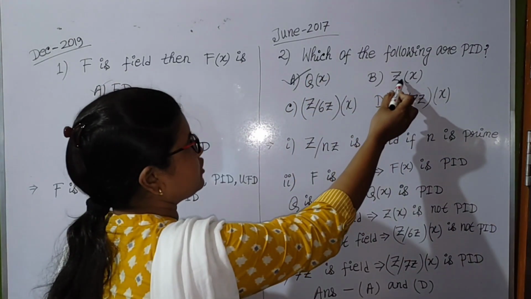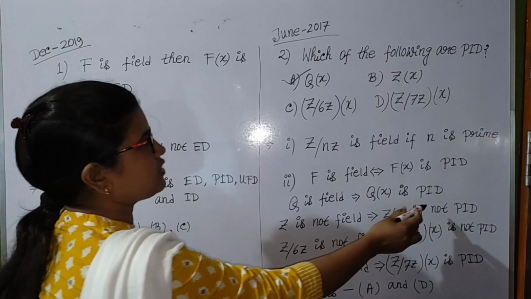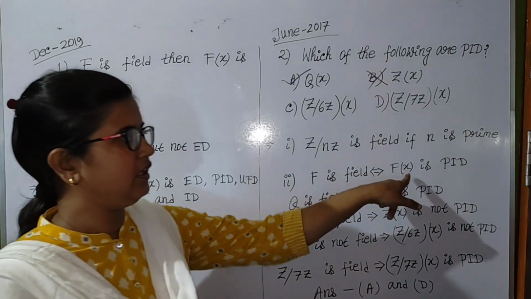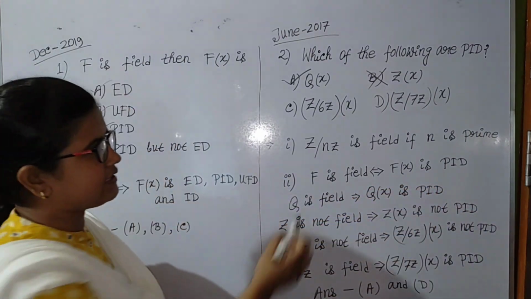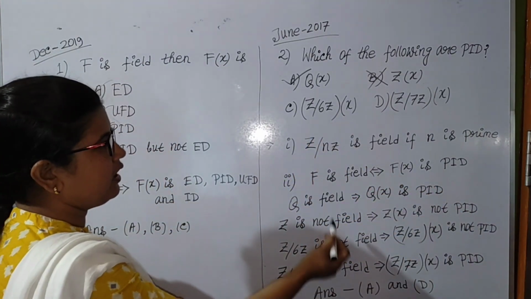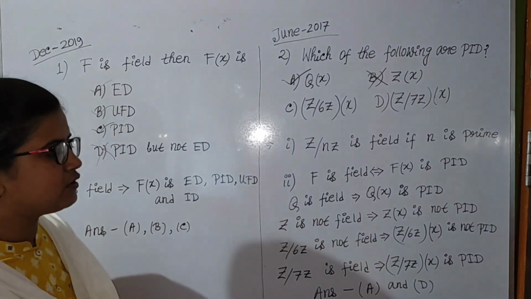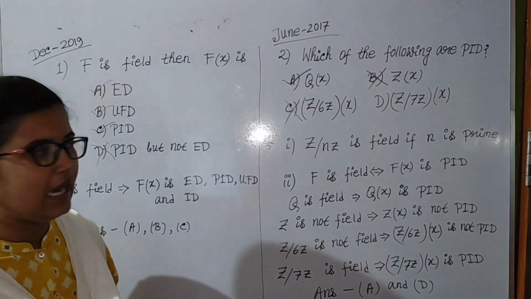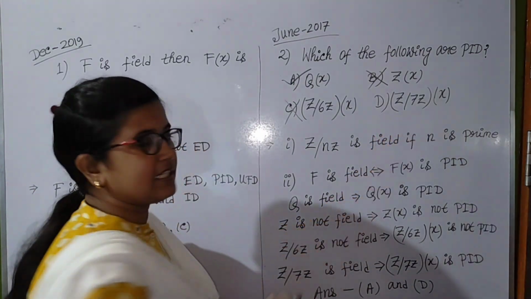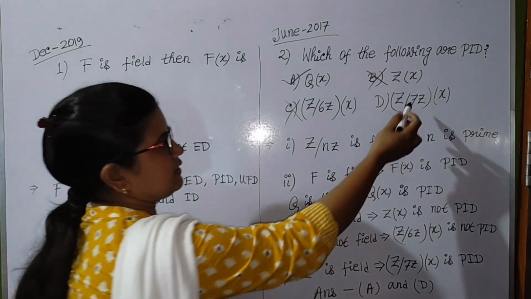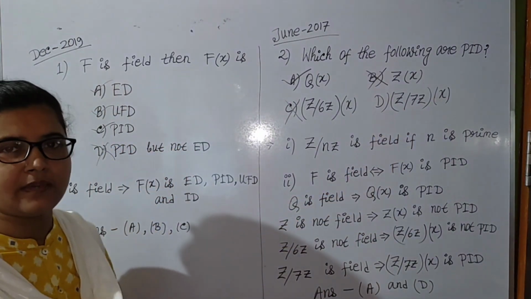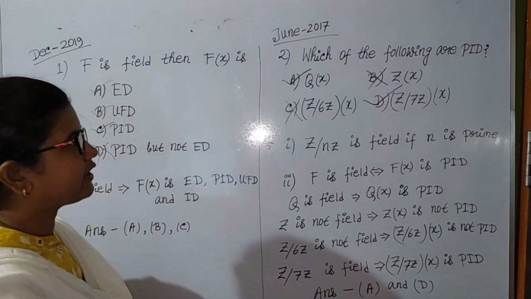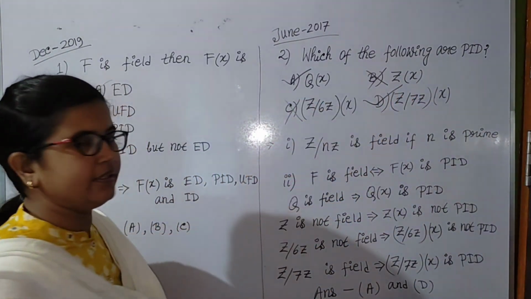We know that Z is not a field, so Z[x] is not PID, by the if-and-only-if condition that F is a field if and only if F[x] is PID. Z/6Z is not a field because 6 is not prime, so (Z/6Z)[x] is not PID. And Z/7Z is a field since 7 is prime, so (Z/7Z)[x] is PID. So option D is correct. So the correct options are A and D.